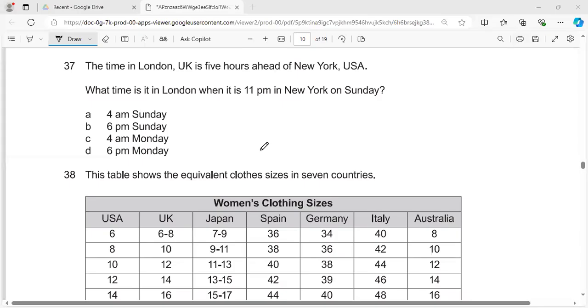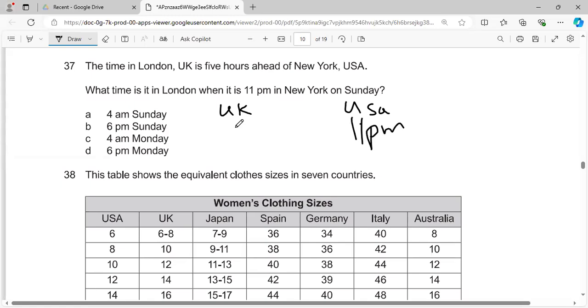Alright, so it says the time in London, UK is 5 hours ahead of New York, USA. What time is it in London when it's 11 p.m. in New York on a Sunday? So we could just go back first. They say UK they are ahead, right? So that means you have UK, and then USA. So the time in UK is ahead, meaning that Sunday will come in UK first before USA. So if it's 11 p.m. in USA, what time is it?